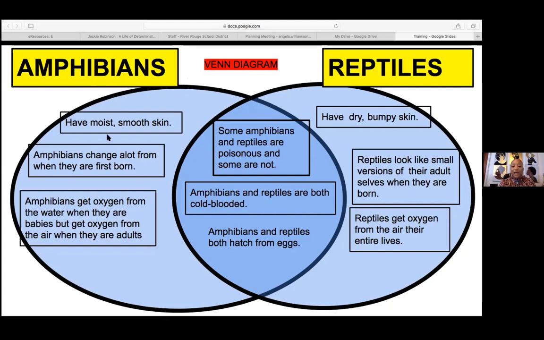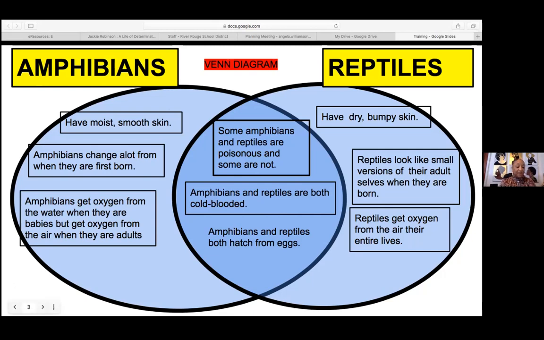So here you would have the things that cater towards amphibians. On the other side, you could have things that cater towards reptiles and their qualities. And in the middle, where the circles are connected, that is where you would see how they are similar. Those attributes are things that they have in common. And you can do those things within a story.